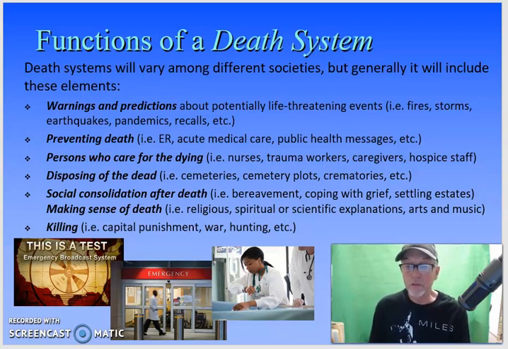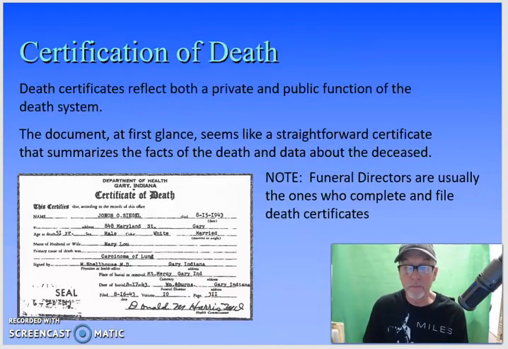And then thirdly, persons who care for the dying are an integral part of the death system, such as nurses, trauma workers, first-line responders, caregivers, etc. And then there's disposing of the dead, which would include cemeteries, cemetery plots, crematories, etc. And then, importantly, social consolidation after death, such as bereavement, coping with grief, settling estates. And then there's making sense of death, such as religious or spiritual or scientific explanations, certainly arts and music. And then lastly, killing: capital punishment, war, hunting, are also elements of a death system.